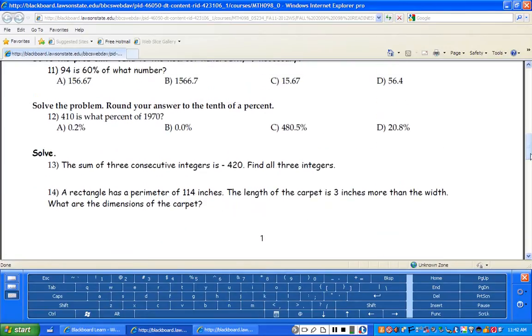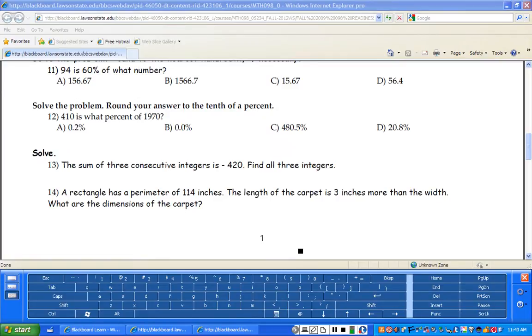Okay, 13 and 14. For number 13, they want the sum of 3 consecutive integers, and they're saying they're equal to negative 420. Find all 3 integers.